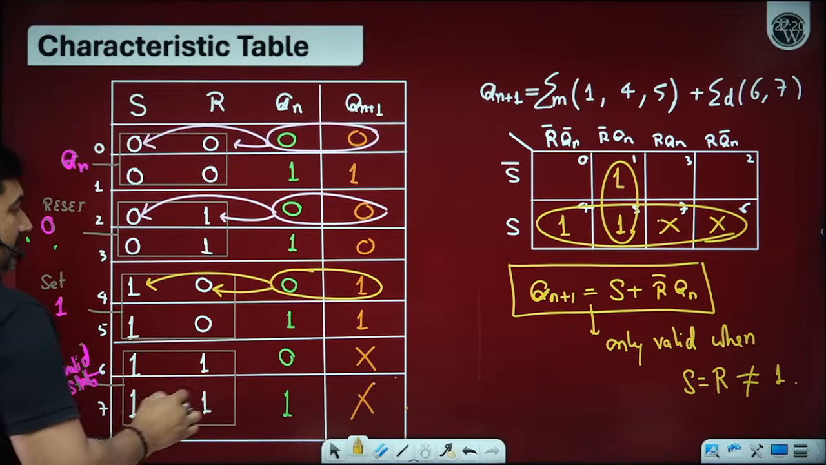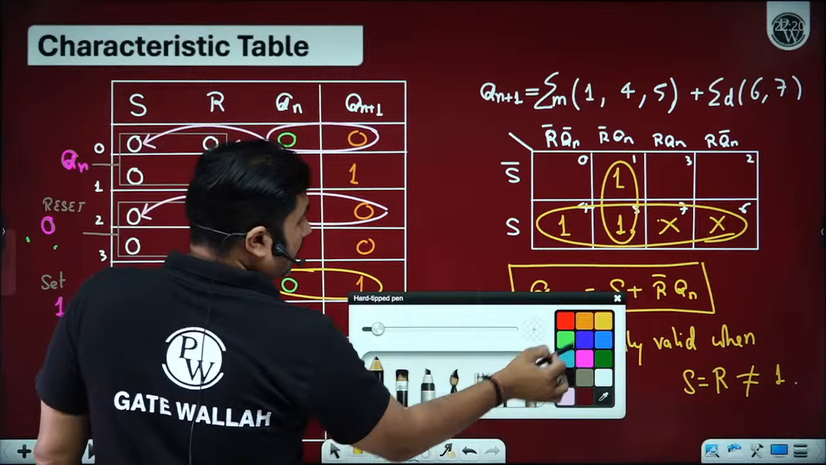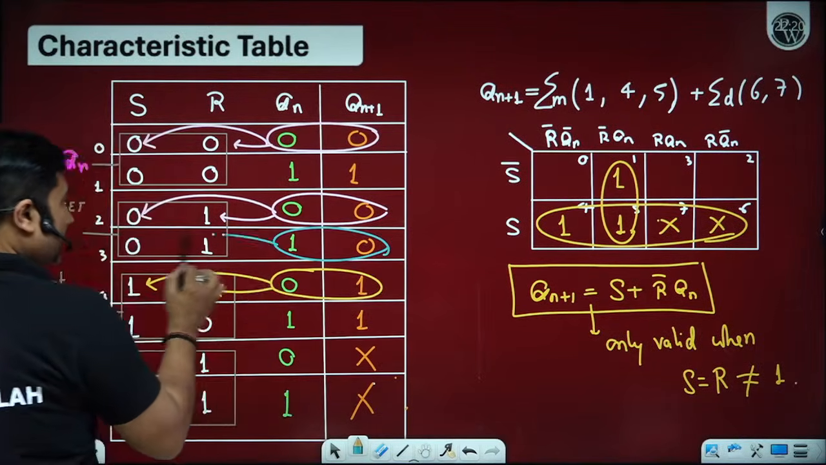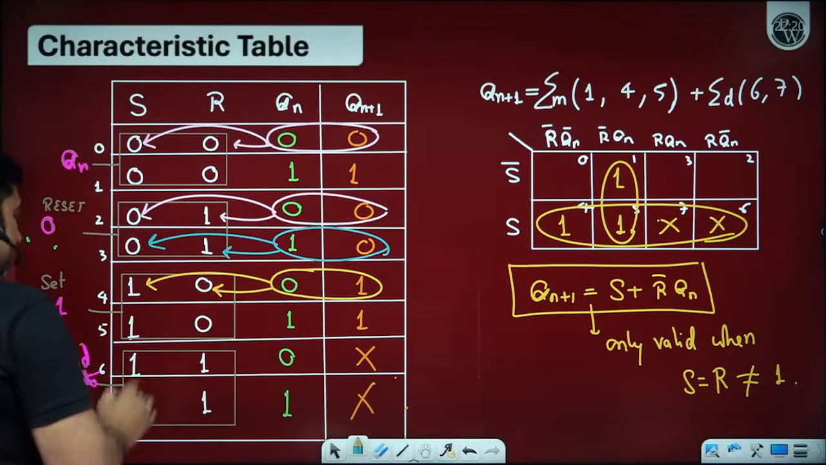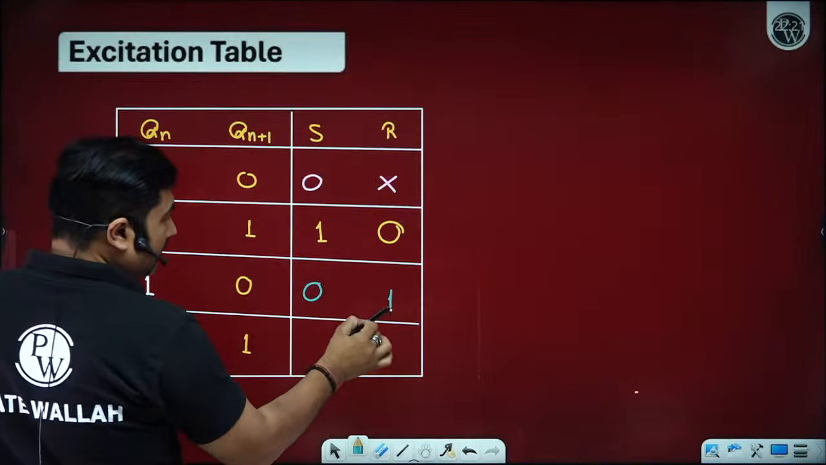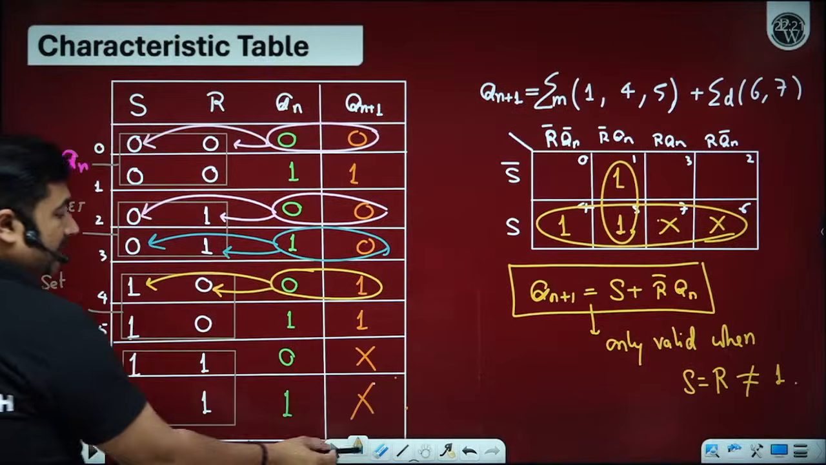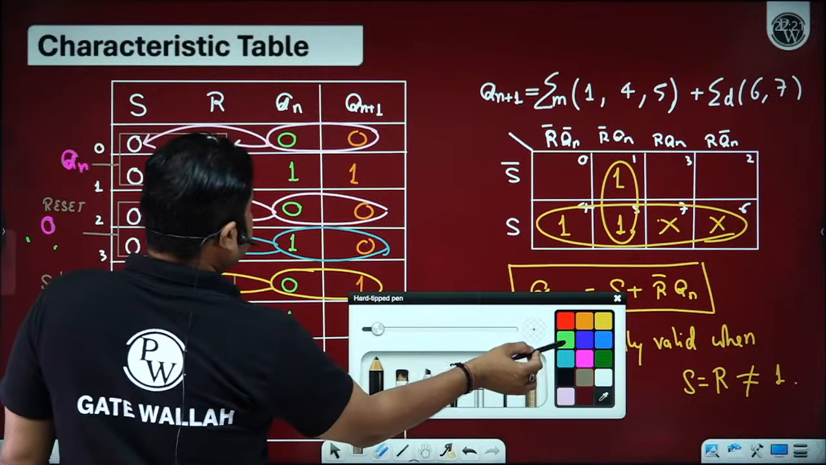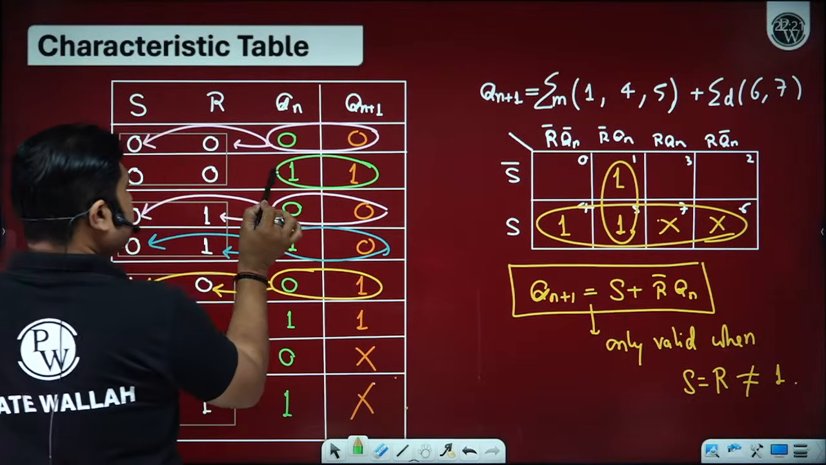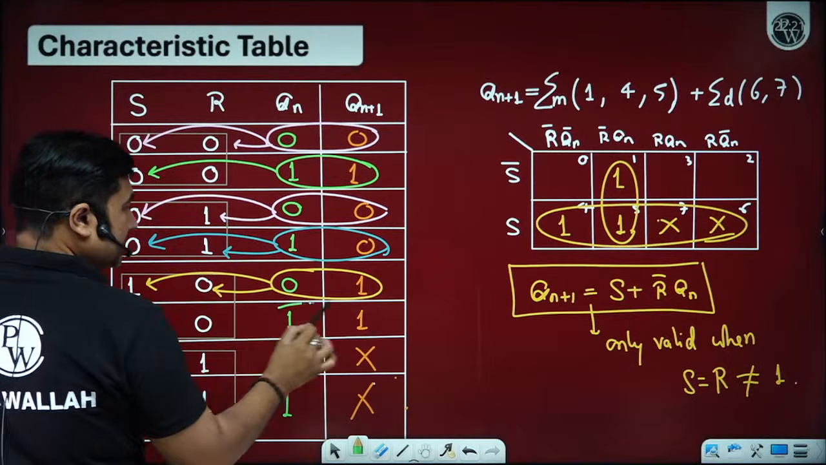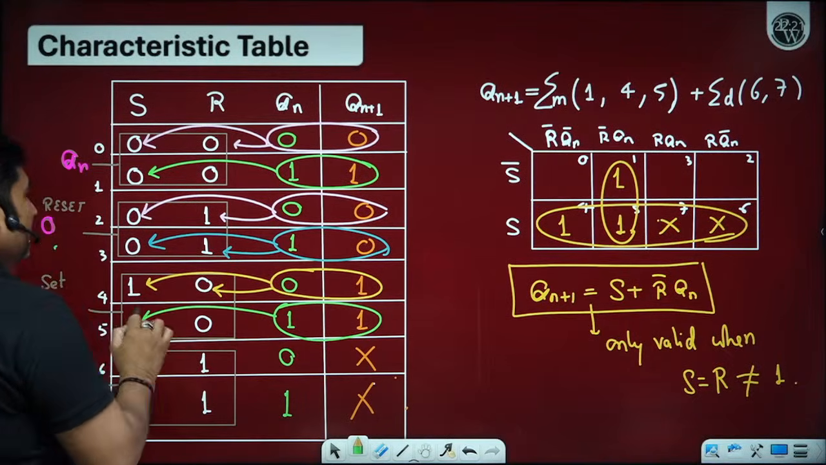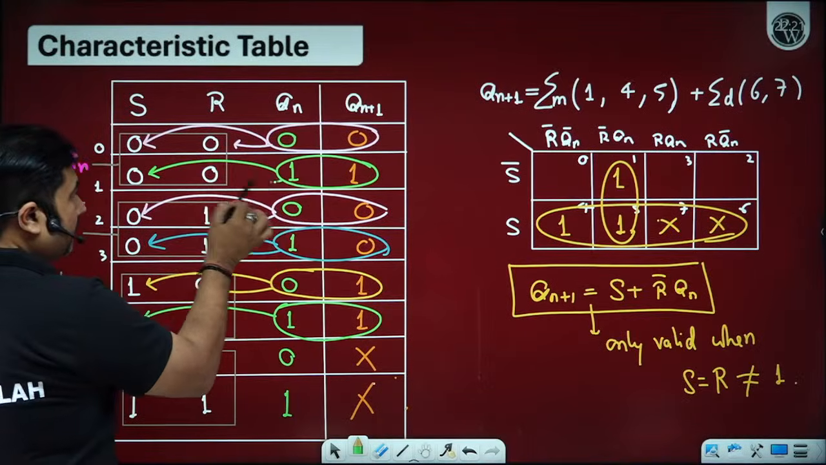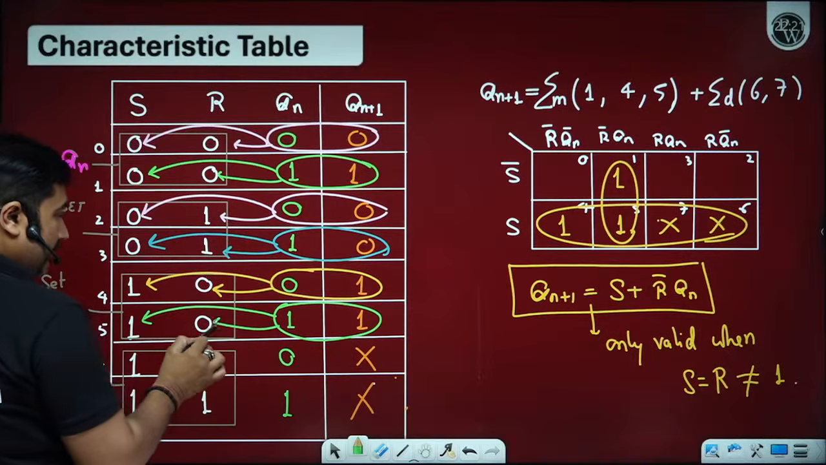Now again please observe, for present state 1 and next desired state 0, S is 0, R is 1. And if we talk about present state 1 and next state 1, then for present state 1 and next desired state 1, S may be 0, may be 1. R must be 0.